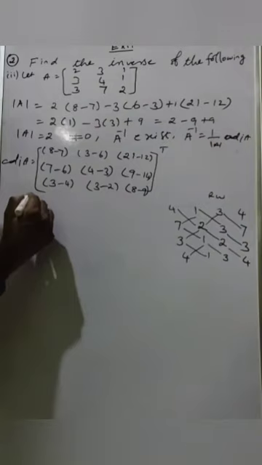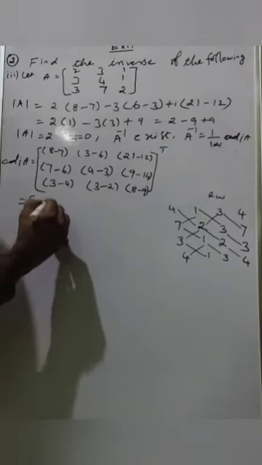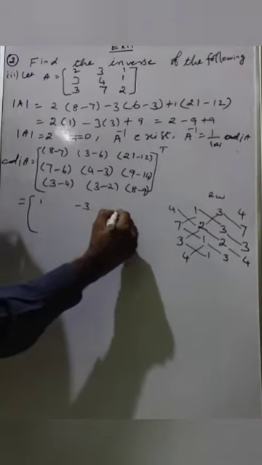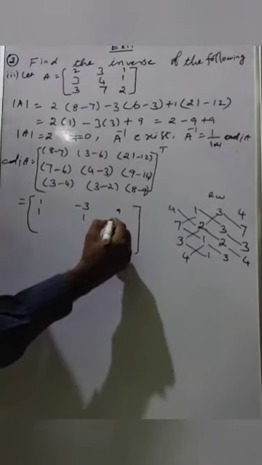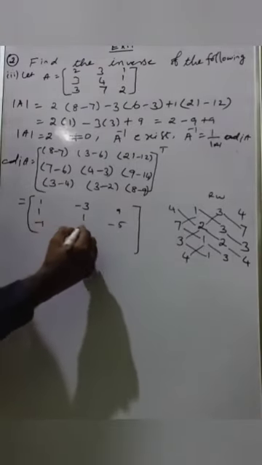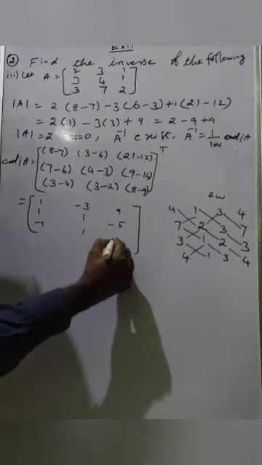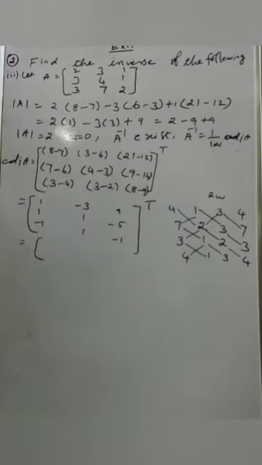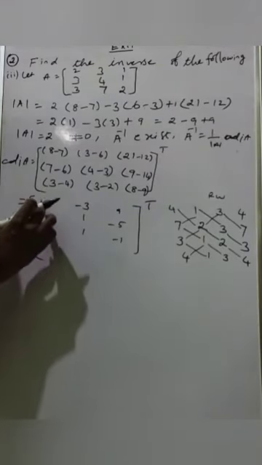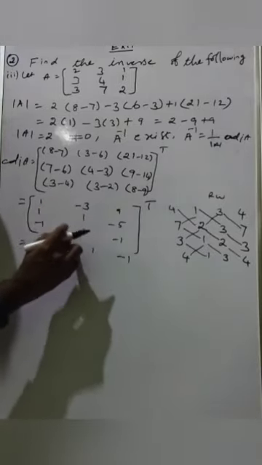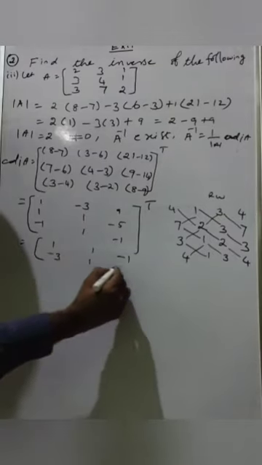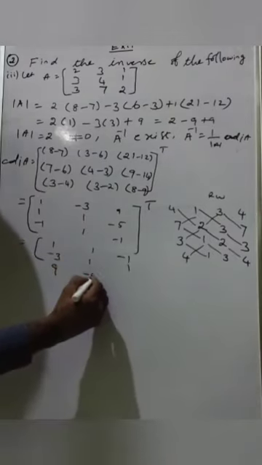Now, you know subtraction. 1 minus 3, 9, here 1, 1, here minus 5, minus 1, 1, minus 1. Transpose. Transpose means, you know, just interchange rows into columns. First row becomes first column: 1, 1, minus 1. Second row becomes second column: minus 3, 1, 1. 9, minus 5, minus 1. Okay, it is adj A.